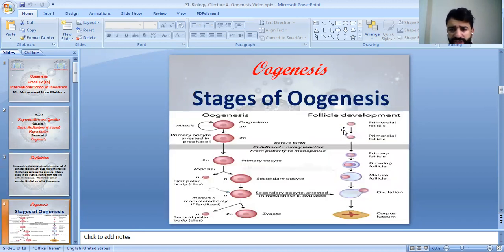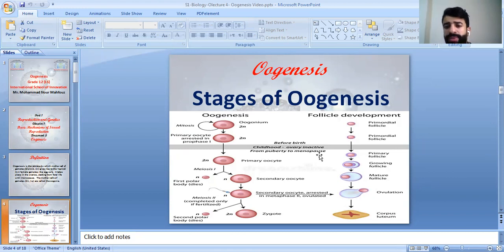Steps or stages of oogenesis. As you watch, the video includes oogenesis and something called follicular genesis, which is the development of the follicles. We're going to talk about this in detail. So in oogenesis, the mother cells oogonia, 2N, give the primary oocyte, which has the symbol oocyte 1, that's why they are called primary oocytes. They are arrested in prophase 1. All of these steps are before birth.